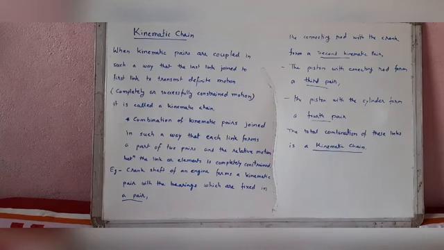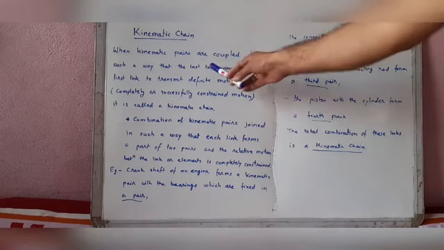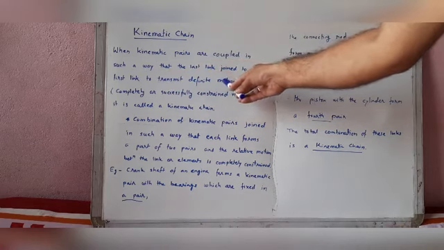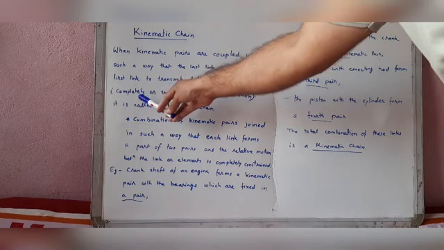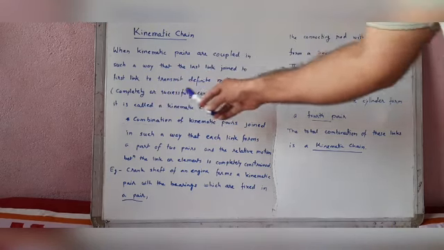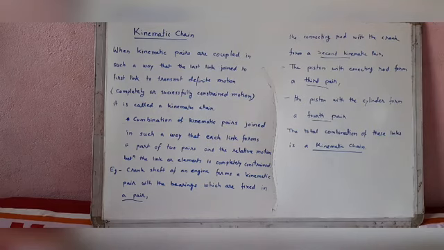Next topic is kinematic chain. When kinematic pairs are coupled in such a way that the last link is joined to the first link to transmit definite motion, that is, completely or successfully constrained motion, it is called a kinematic chain.